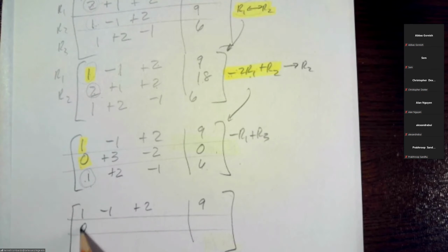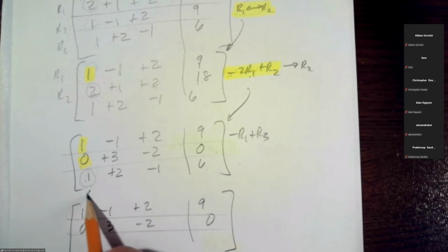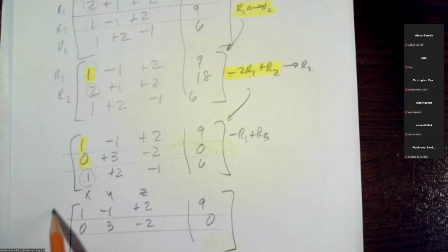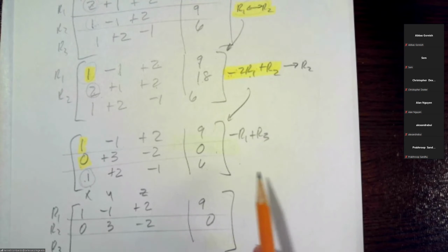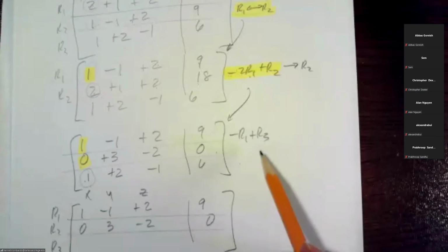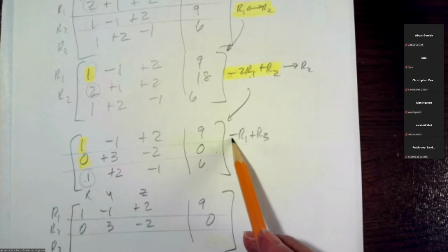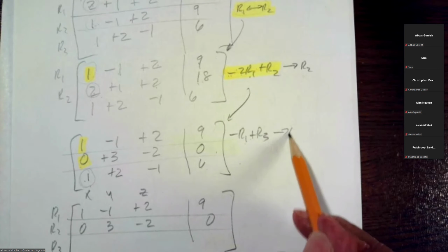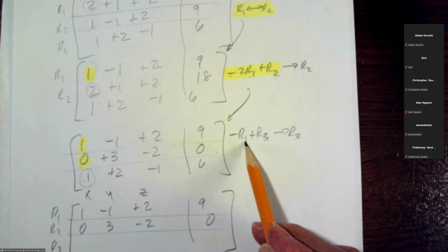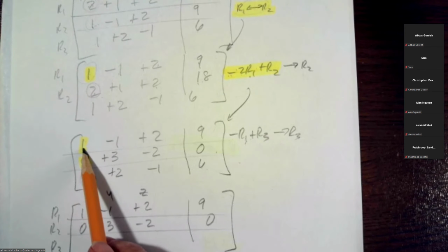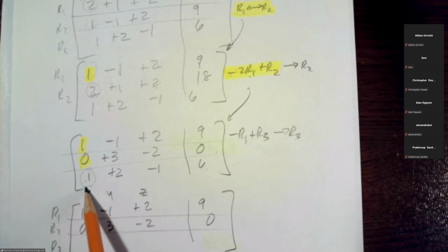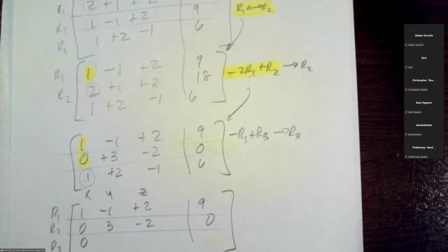Row 2 is the same: 0, 3, -2, 0. Remember, these are X, Y, Z, row 1, row 2, row 3. And what I'm changing is row 3. Negative row 1 added to row 3, and replace row 3. So negative row 1 is -1 plus 1. That's a 0, which of course is what I wanted, isn't it?